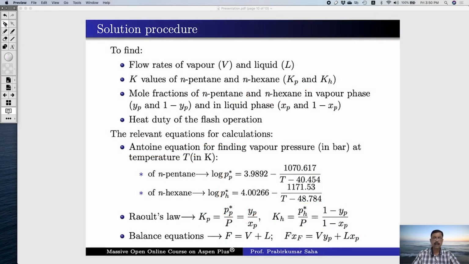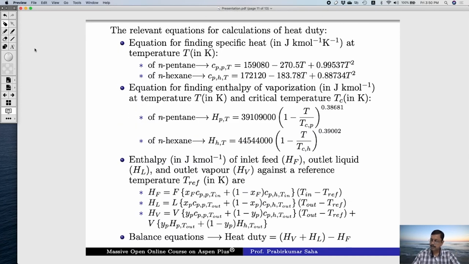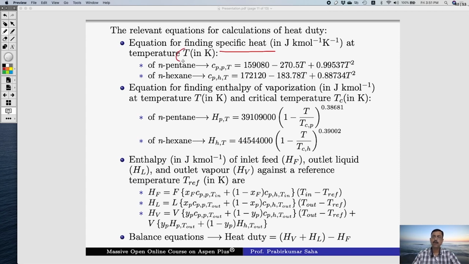And next is the heat duty calculation. For heat duty, the relevant equations are, you have to first find out the specific heat. This is the specific heat at temperature T. Specific heat is also a temperature dependent function, and these are taken from Perry's handbook. Similarly, equation for finding enthalpy of vaporization at temperature T and at critical temperature Tc, these are also taken from Perry's. We can calculate all these four.